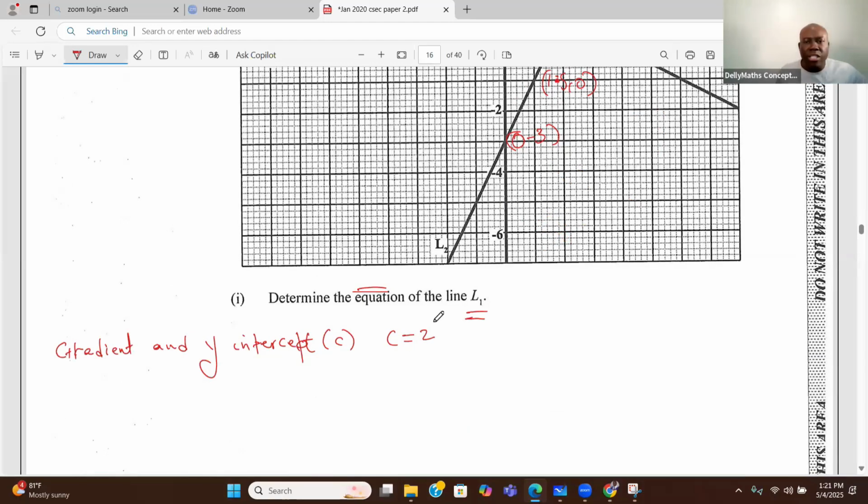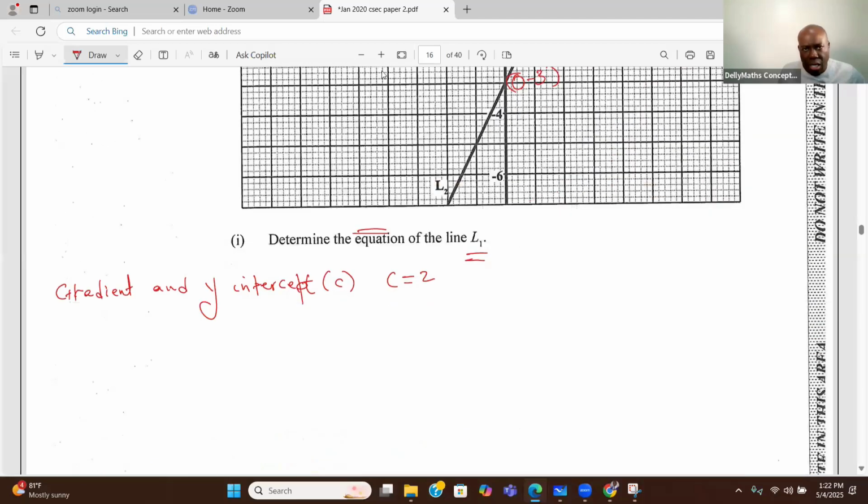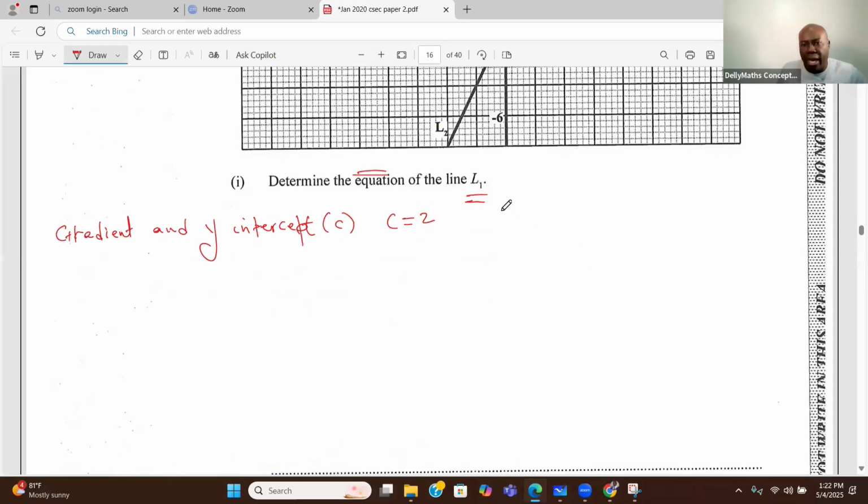The only thing I need to do for L1 is find the gradient, but I could use these to give me the gradient, 0, 2 and 4, 0. We can use those to get the gradient. So I'm going to just set it up and you just go through. Remember, we have 0, 2, and we have 4, 0.